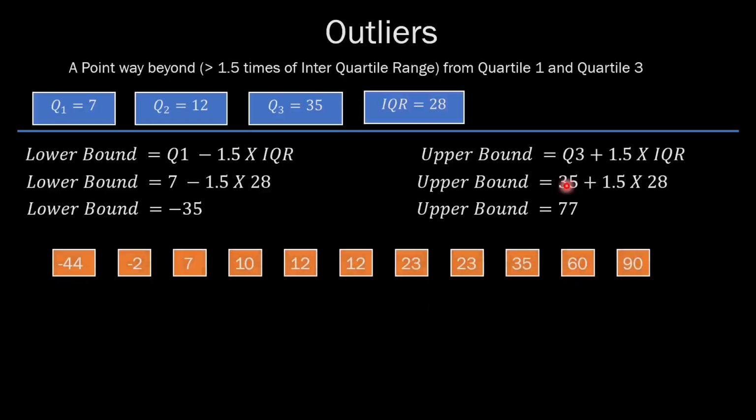Now let's get back to our data set and mark these two values. One comes somewhere here, minus 35. The second one, upper bound, comes somewhere here, which is 77. Any value beyond this, like lesser than minus 35 and more than 77 for this particular data set, which is minus 44 and plus 90, are outliers for this particular data set.